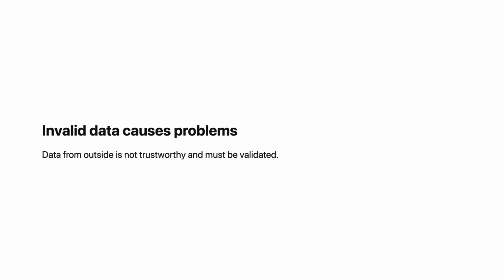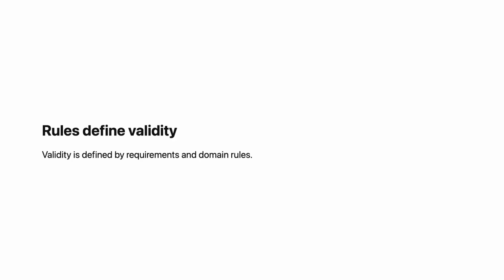Rules come from the domain. The business tells you orders must have at least one item. Prices must be in dollars, not negative. User IDs must be unique. Some rules are universal. Types must match. Required fields must be present. Some rules are specific to your application. Know your rules. Document them. Implement them. Enforce them.